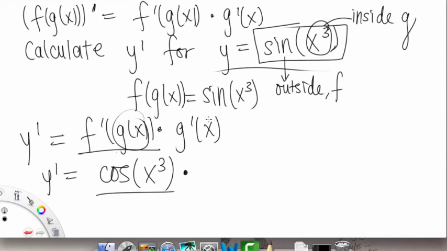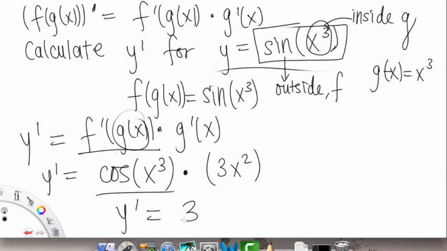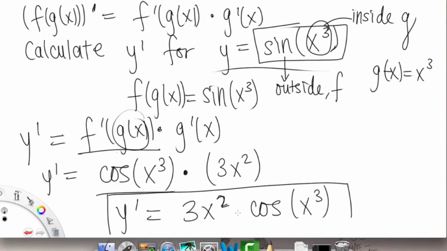So times g prime of x, where g of x is equal to x to the third. So g prime of x is going to be 3x squared according to the power rule. Now we basically found our answer, and I'll just rewrite it in a nicer form: 3x squared times cosine of x to the third. That's going to be our answer. Here we used the chain rule to differentiate the outside function first and then the inside function.